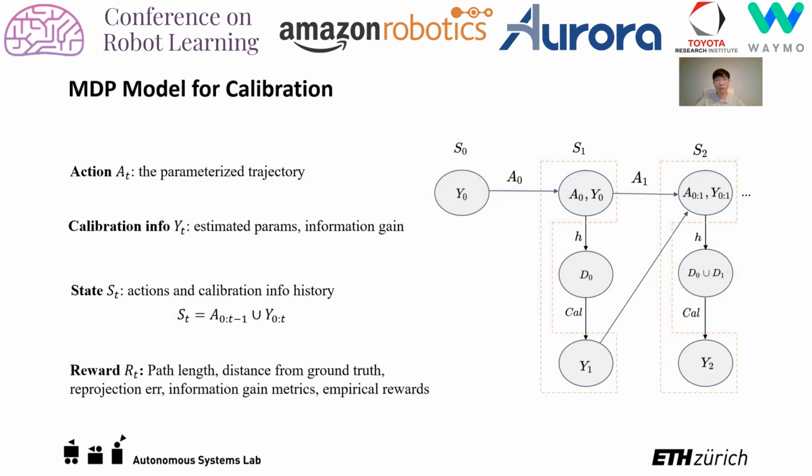We model the calibration problem as an MDP. Here the action of each step is defined as the parameterized trajectory. We set the estimated calibration parameters and information gain matrices at each step in one vector, named calibration info. In this way, the state of the MDP is defined as the combination of the sequence of actions and calibration info at all previous steps, as well as the calibration info at the current step. Finally, the design of rewards includes path length, distance from calibration ground truth, reprojection error, information matrix, and empirical rewards such as image coverage and entropy of motions.